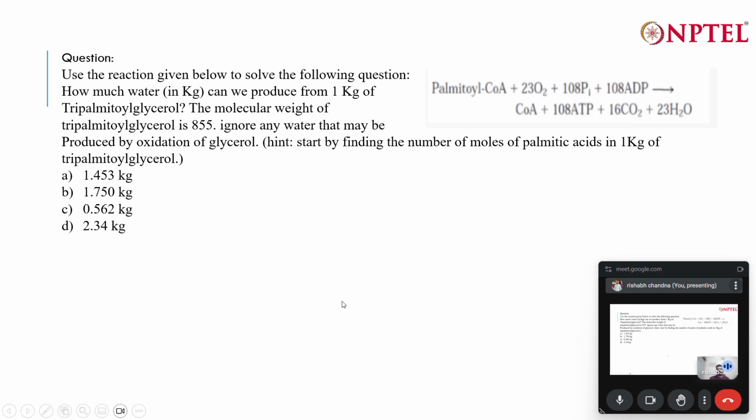This is the first question for today. Use the reaction given below to solve the following question. This is a reaction in which palmitoyl coenzyme A is being oxidized to carbon dioxide and water, and we have to use this reaction to find out how much water in kg can be produced from 1 kg of tripalmitoyl glycerol. The molecular weight of tripalmitoyl glycerol is 855, and ignore any water that may be produced by oxidation of glycerol.